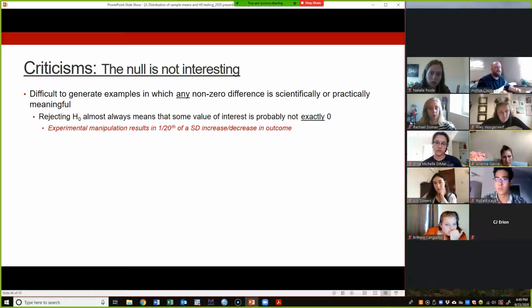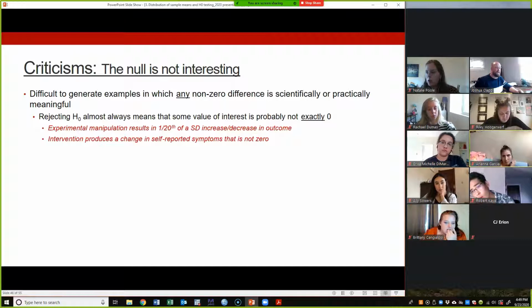Let's say I've found an experimental manipulation that results in 1/20th of a standard deviation increase in outcome. All right, it's not zero, but is 1/20th of a standard deviation anything that's interesting from any practical standpoint? Probably not, right? Maybe, but then it's up to you to tell me why this is important or why this is meaningful, okay? Intervention produces a change in self-reported symptoms that's not zero, right?